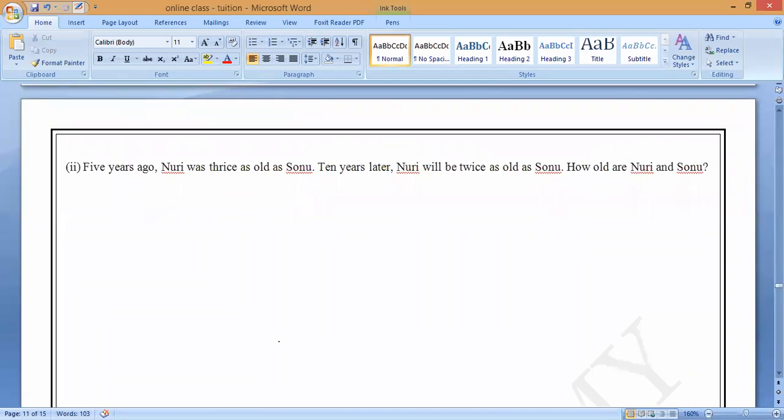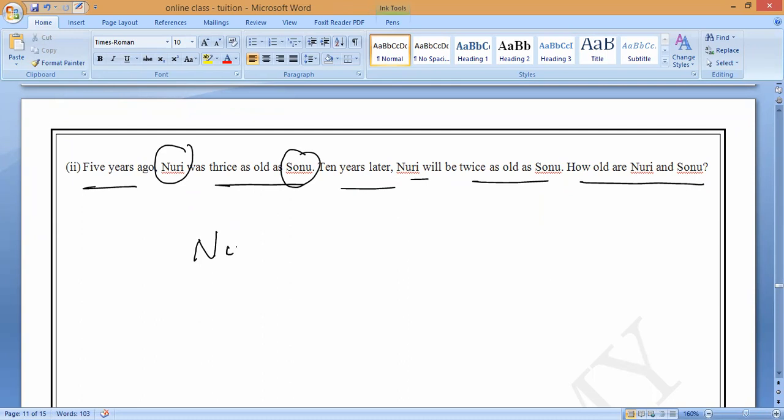Read anyone. 5 years ago, Nuri was thrice as old as Sonu. 10 years later, Nuri will be twice as old as Sonu. How old are Nuri and Sonu? Okay, this is the ages question. So, here how many persons? Nuri and Sonu. 2 persons.